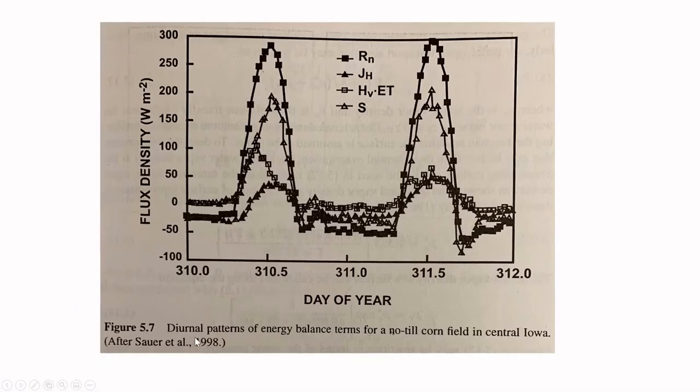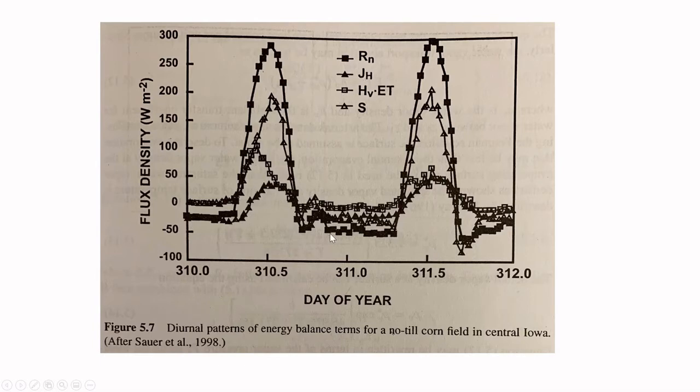Okay, this slide shows the diurnal pattern of energy balance terms for a no-till cornfield in central Iowa. You can see the net radiation coming in, RN. Then you have the convective heat flux due to bulk movement of air, and then you have a latent heat flux due to water vapor flow, and then you have a soil heat flux at the bottom.